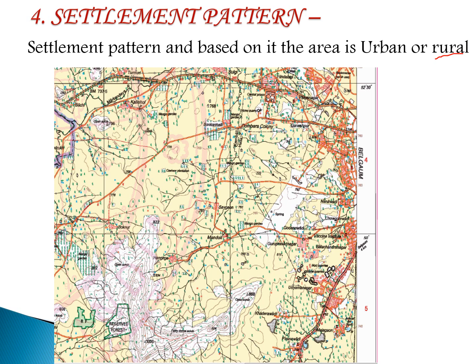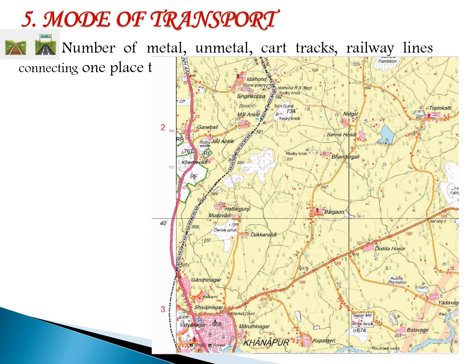Then next is mode of transport. So the number of metalled and unmetalled roads, cart tracks, and railway lines connecting one place to another place, you can write here. So here I have taken a map of Khanapur. Okay, so here there is a river. Now we are concentrating on mode of transport.